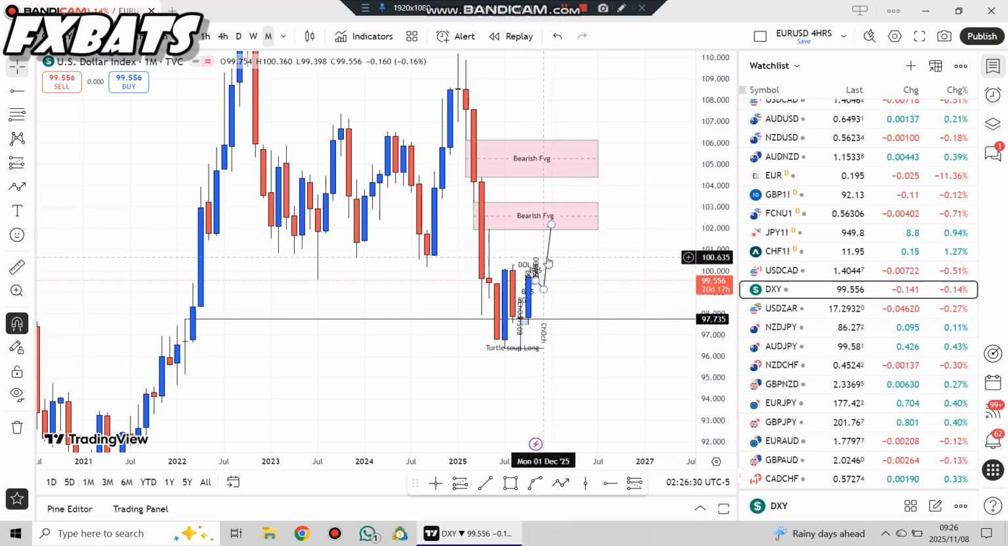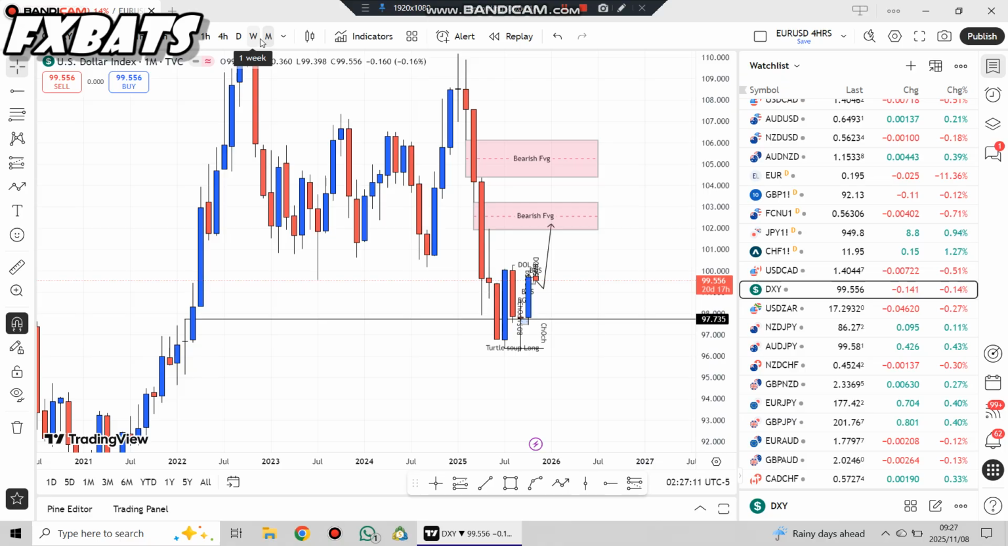So this is the DXY monthly. We just look at the bias, and for the bias we look at the candle science and match it with the PDRAs, and we have the previous monthly candle high. This is where I'm expecting the first draw on liquidity to happen, then to this swing high, then further we'll go in the long run to target the bearish fair value gap. So we are bullish on DXY, and that's what we do on monthly, just to gauge the direction of the bias.